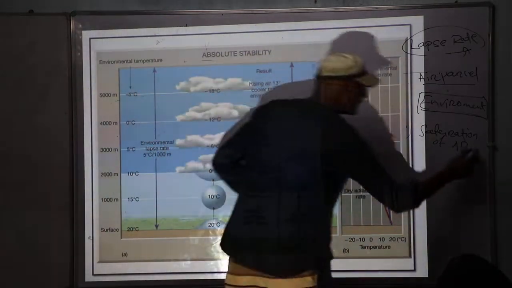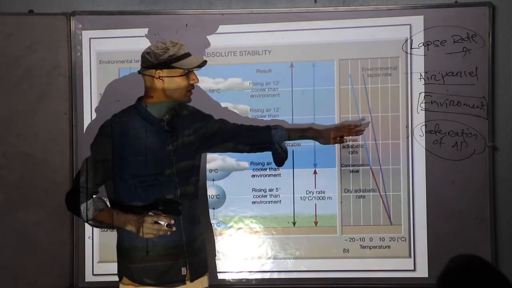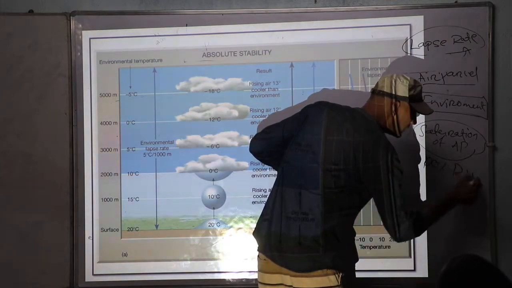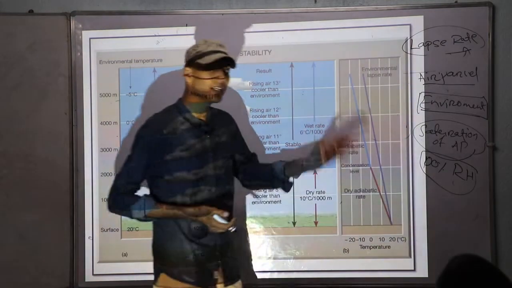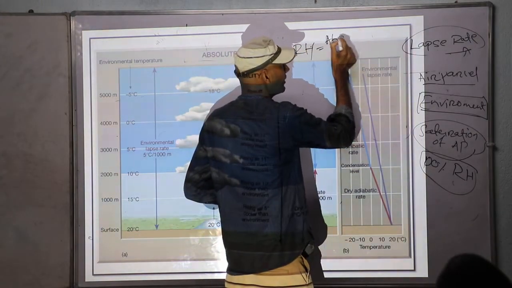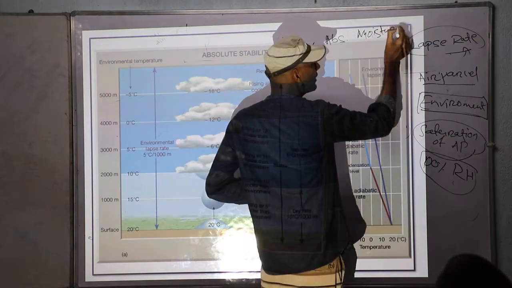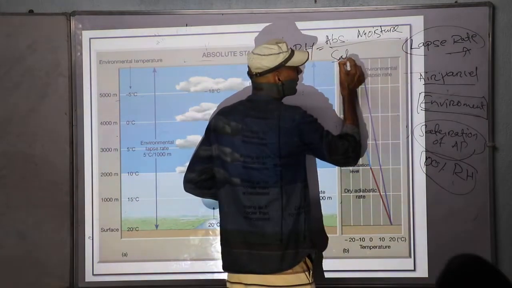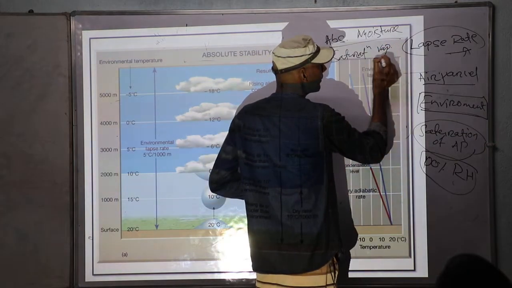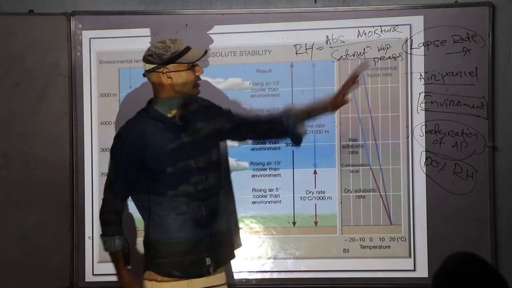What is saturation? Saturation of an air parcel. For an air parcel to be saturated, it must have 100% relative humidity. Then, what is relative humidity? Relative humidity is absolute moisture content divided by saturation vapor pressure. Absolute vapor pressure, or absolute moisture content, divided by saturation vapor pressure.